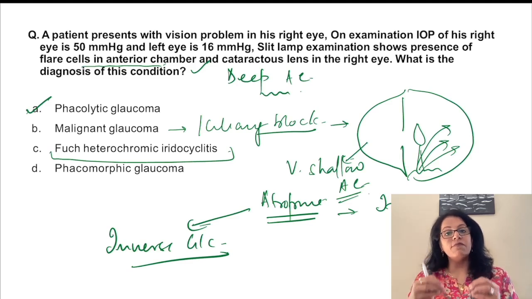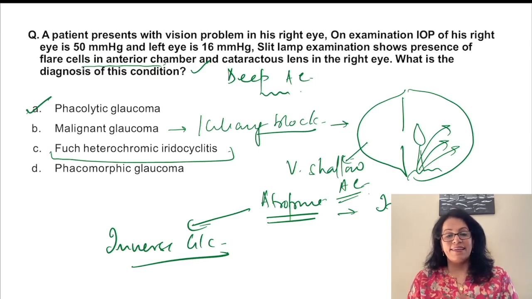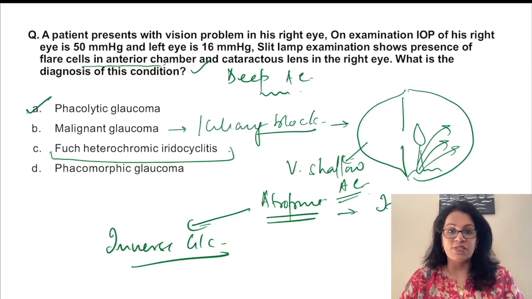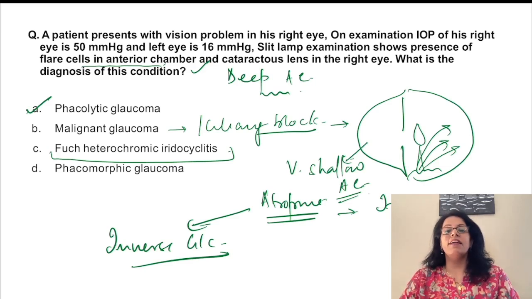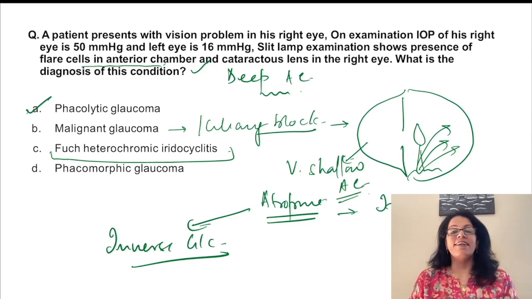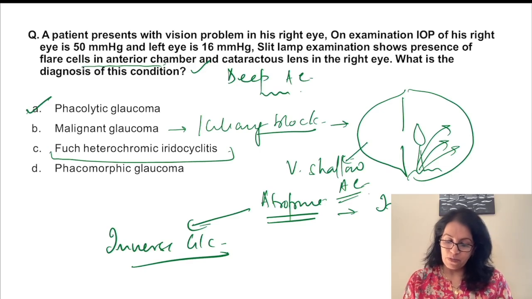Because the typical features of anterior uveitis are what? Pain, redness, photophobia, discharge. The patient is not complaining of all that. There is no severe reaction. And which one was the other atypical uveitis which you have read in your uveitis chapter? One is Fuchs', and second, if you remember, was JRA, juvenile rheumatoid arthritis. Right, guys? So both of these conditions present with atypical anterior uveitis. So that was about this.